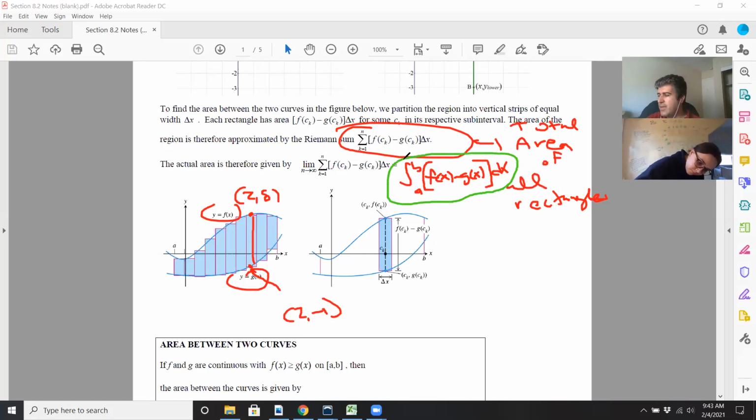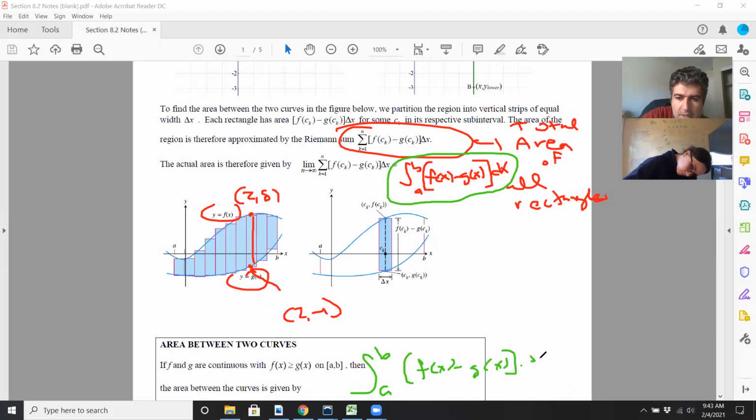So that right there is the whole essence of this section. And it's pretty easy. It's actually not a hard section. It's actually, I think, good. We end the course with an easy section. So the area between two curves, again, is simply this. The integral from a to b of f of x minus g of x times dx. Very important, f of x is going to be the top curve. G of x is going to be the bottom curve.